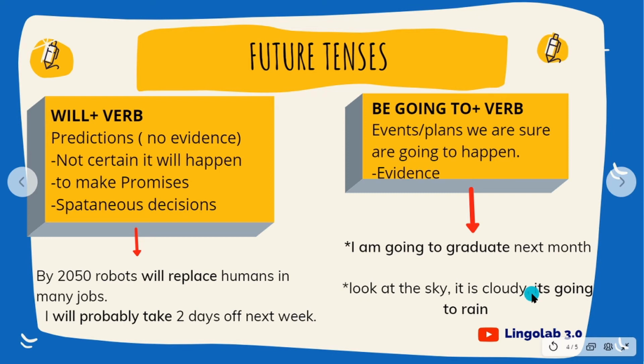So here I'm sure, remember, here I'm sure it's going to happen. It is going to happen. I have evidence. Here, I am not sure it's going to happen. It's just a prediction. All right, let's go for our last pair here.